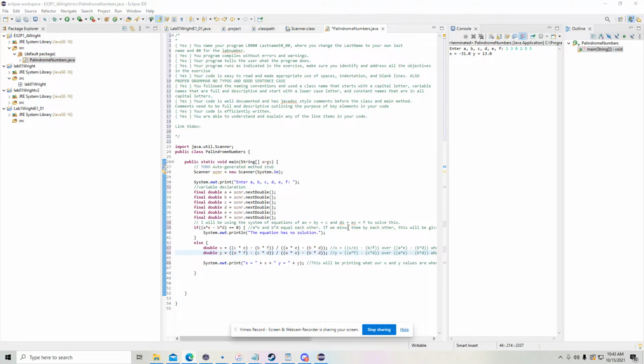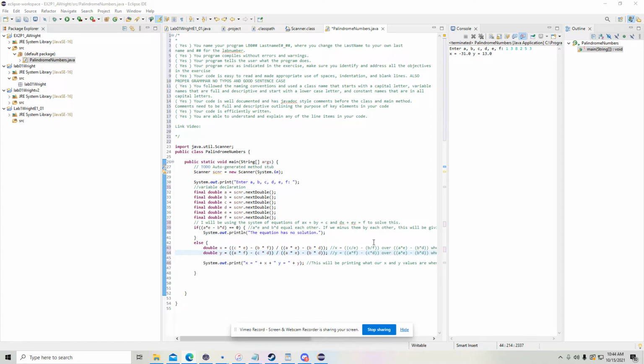Alright, so this is my code for our second project of the exam, the one with Cramer's rule. Fortunately, I have it named as palindrome numbers, but that will not be it. But I will be explaining my code.